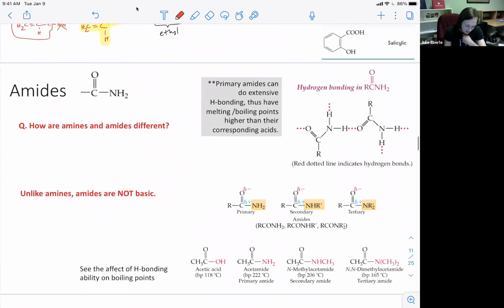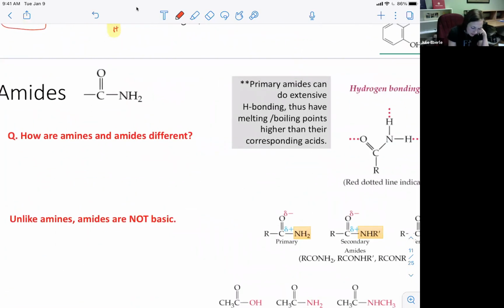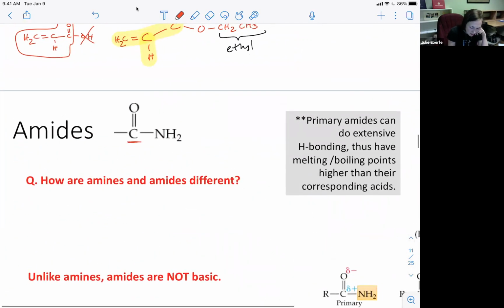Okay, amides. So here I'm going to zoom in on this group. Here's the carbonyl carbon. An amide sounds very much like an amine. Yesterday we talked all about amines, which are groups that have nitrogen in them. An amide is an amine group bonded to a carbonyl carbon. So here's the amine portion. It's actually an amino group, NH2, bonded to a carbonyl carbon.